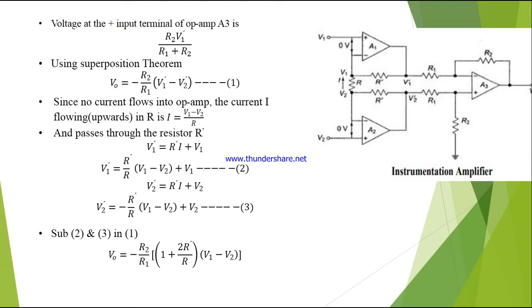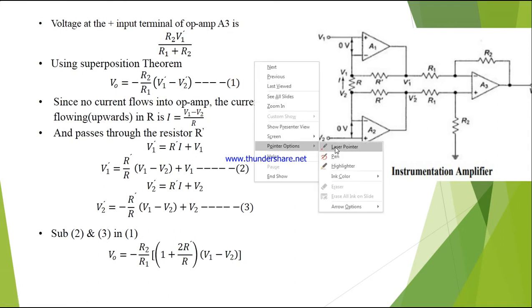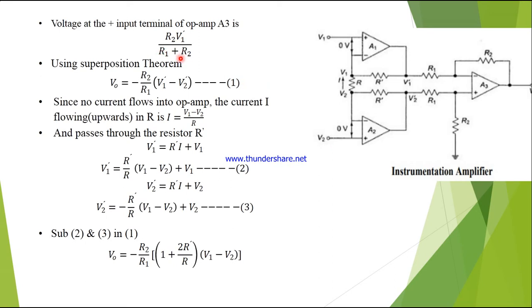And in the second case, if V1 is not equal to V2, current flows in R and R dash, and V2 dash minus V1 dash must be greater than V2 minus V1. This circuit has more differential gain and CMRR when compared to the single operational amplifier circuit. Now we are going to calculate the output voltage. The voltage at the positive terminal of the operational amplifier A3 is given as R2 V1 dash divided by R1 plus R2. By using the superposition theorem, we find V0 equal to R2 by R1 into V1 dash minus V2 dash, marked as equation 1.